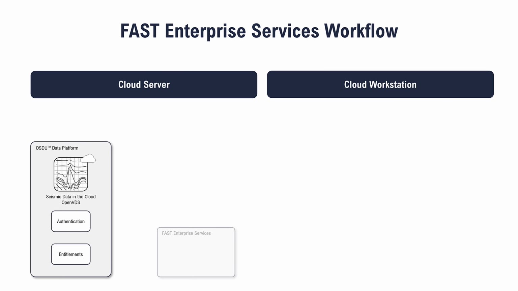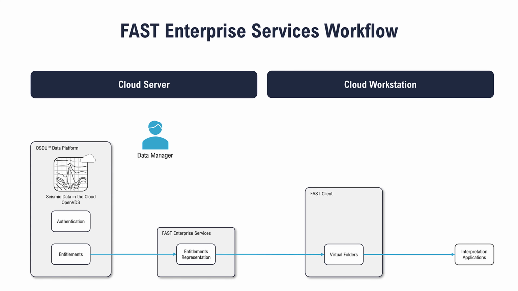What Fast Enterprise Services brings to the table are tools that enable data managers to make data accessible to the end user. In the past, data managers needed to copy data over at the request of the interpreters. Instead of manually copying data from one location to another, data managers can now manage how the data is organized through virtual folders. With the Fast client, hundreds of gigabytes of data can be loaded from any source, instantly on any device. All rights are handled at a central level, and this is what makes Fast Enterprise Services unique.